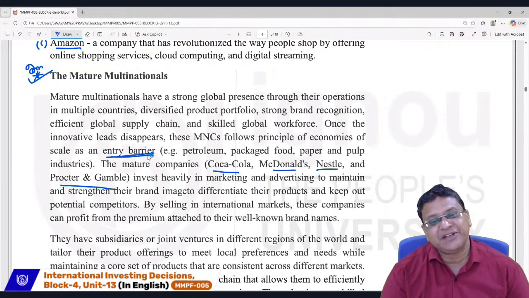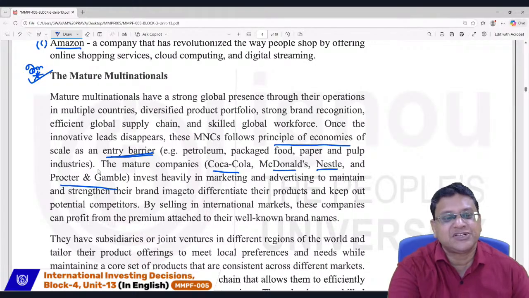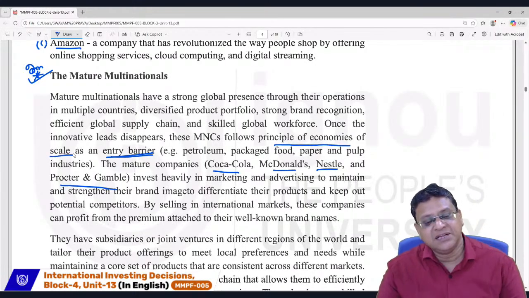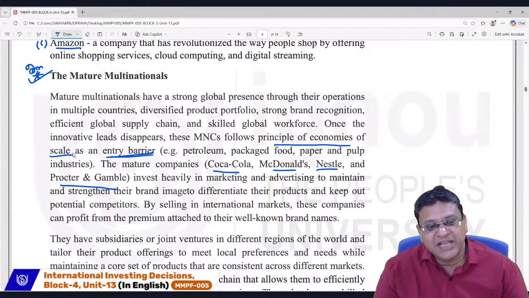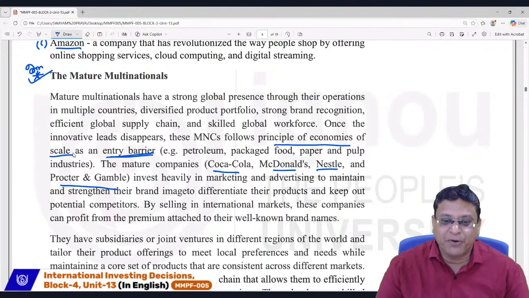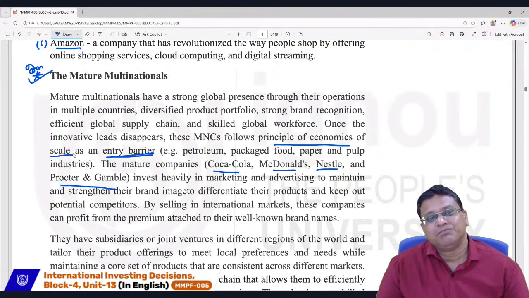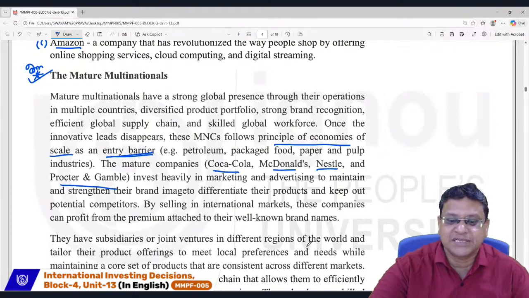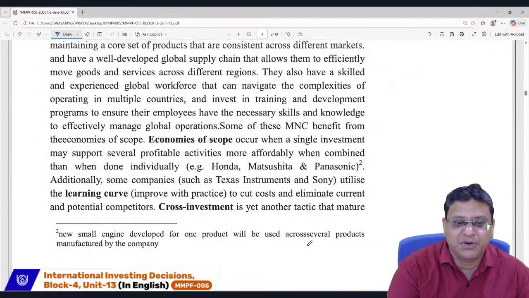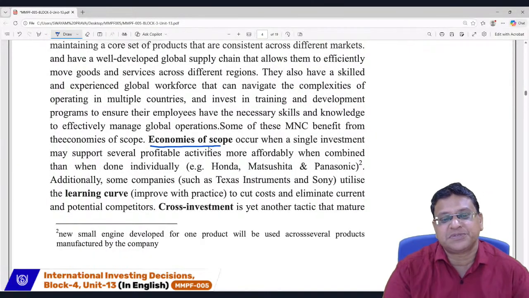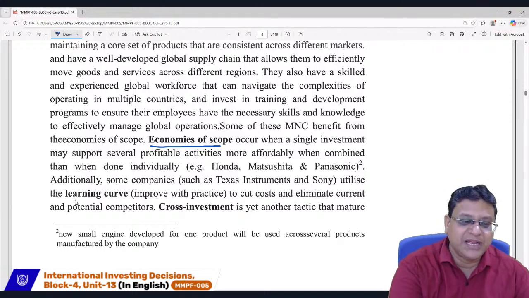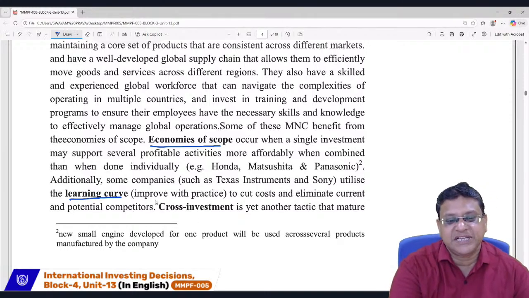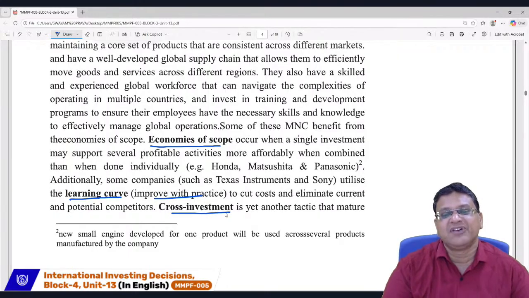So how do they create these entry barriers? Through the principles of economies of scale. They produce on a large scale so that cost is heavily reduced. They spend a lot on marketing and advertisement to build their brand value, to differentiate their products, and to maintain their competitive advantage. This is known as mature multinationals. Mature multinationals want to take benefit of economies of scale and economies of scope. They want to take the benefit of the learning curve, that is, improvement with practice. They make cross investment.